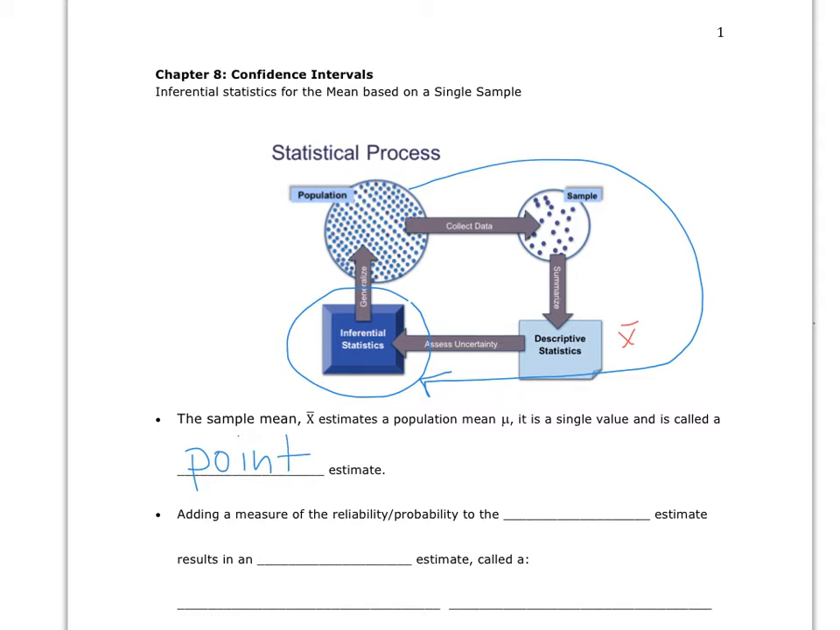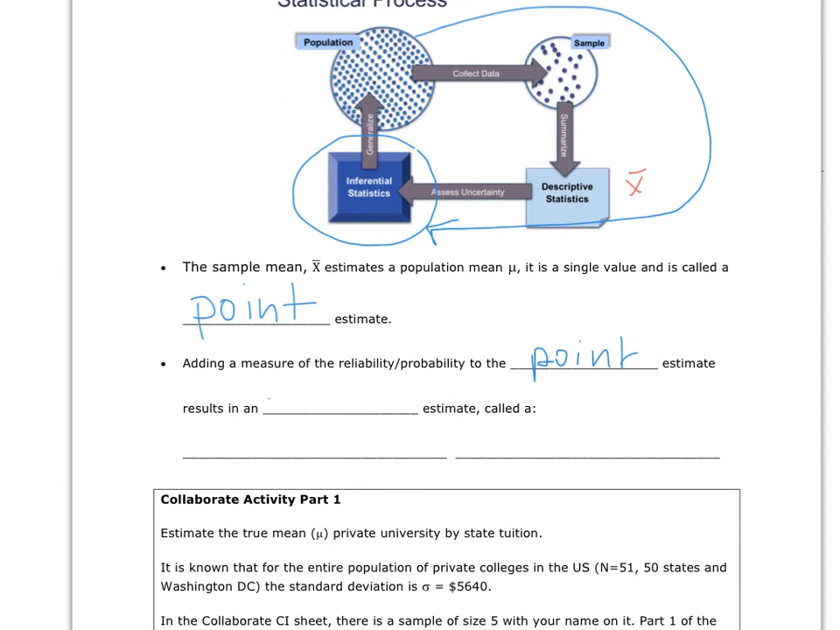Now, if we take that point estimate, that descriptive statistic, and we assess the uncertainty, and we add a measure of reliability, or we add to it some kind of probability, what we end up with is an interval estimate. Okay, so a point is one single value. An interval is a range of values, going from a minimum value to a maximum value. And in particular, we call that a confidence interval.